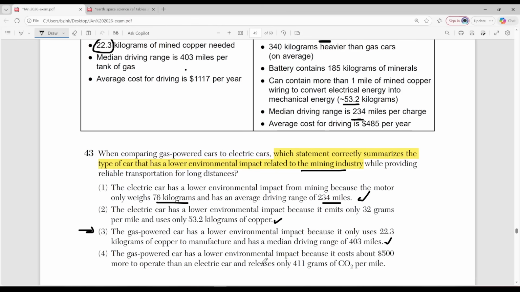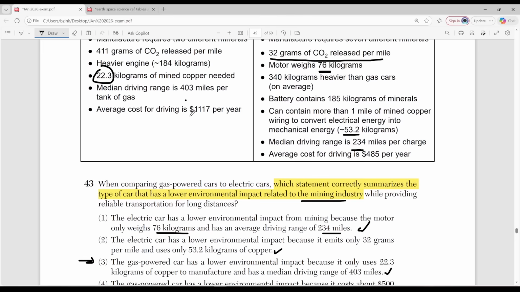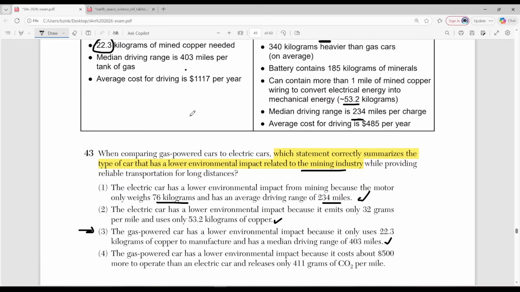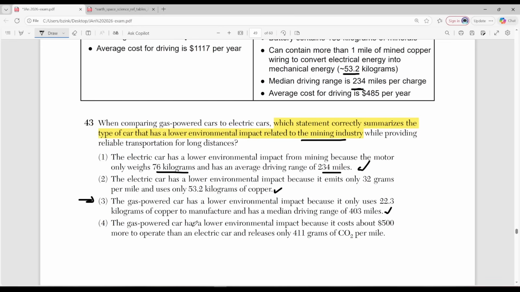The gas powered car has a lower impact because it costs about $500 more to operate. I mean, that doesn't sound good. And only releases 411 grams of CO2 per mile. That's terrible. Look at that, that's really bad. So it's going to be this. Surprising. Surprising, but remember, that's only related to the mining industry. So, I don't know. It's a reading question. I'll call it a 4 out of 10. It's like right down the middle.